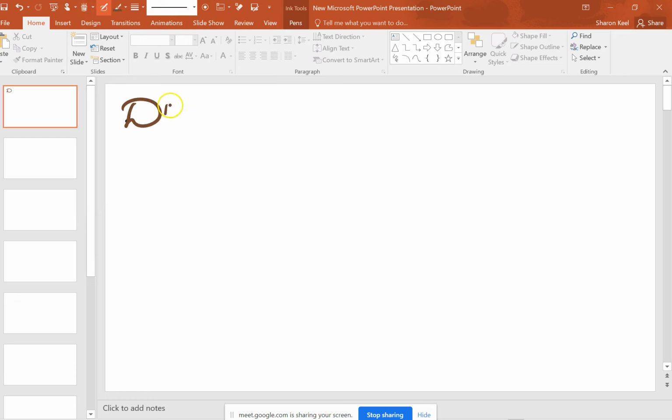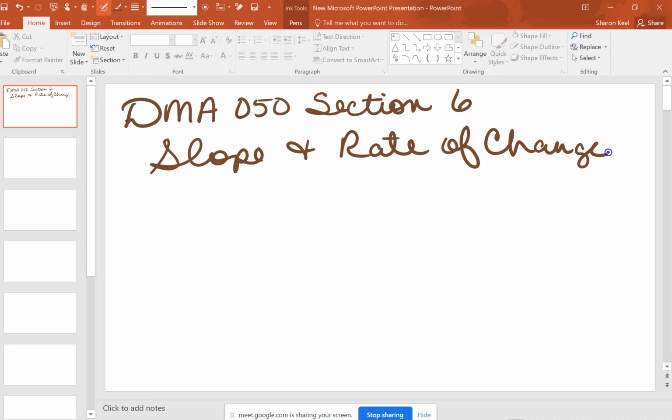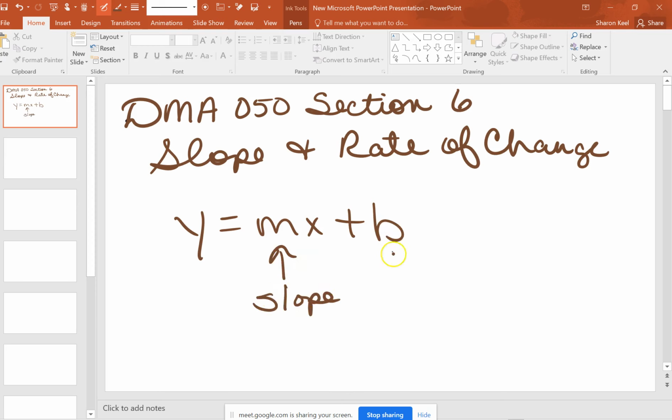Okay, so what we're going to do is look at DMA, section 6. Section 6 is slope and rate of change. If you recall, when we talk about slope, we used an equation called y equals mx plus b. If your equation is in this form, the m is the slope and the b is the y-intercept.